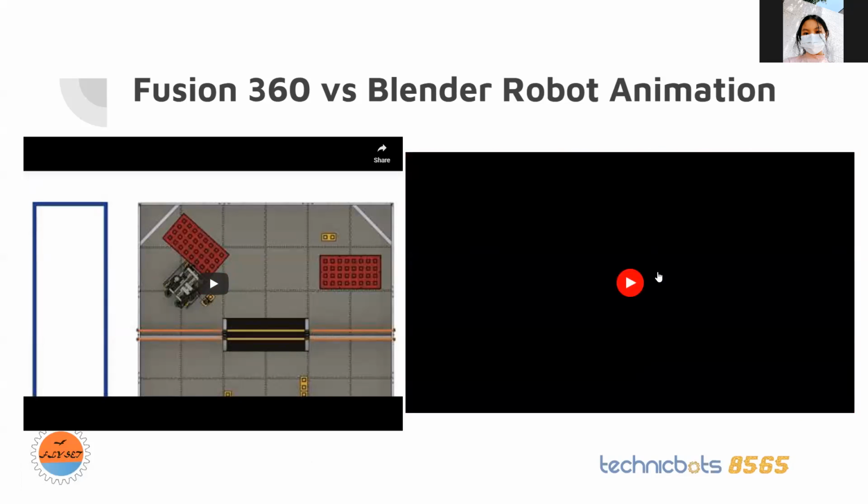So you could see that with the renderings of the textures, it looked a lot more realistic and a lot cleaner, I guess. And it was just a much better way to present a robot than in the Fusion 360 version.